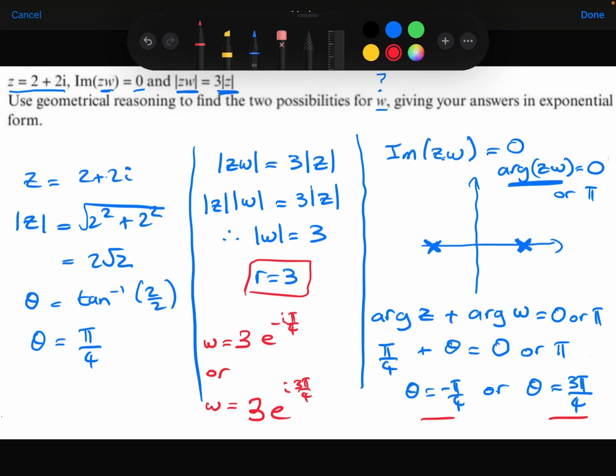for w. So in this case, I was just using the fact that I can split the modulus of the product of zw into the modulus of z times the modulus of w. And I was using the fact that I can split the argument of zw into the argument of z plus the argument of w. I'm just using those results to help me to solve this problem.